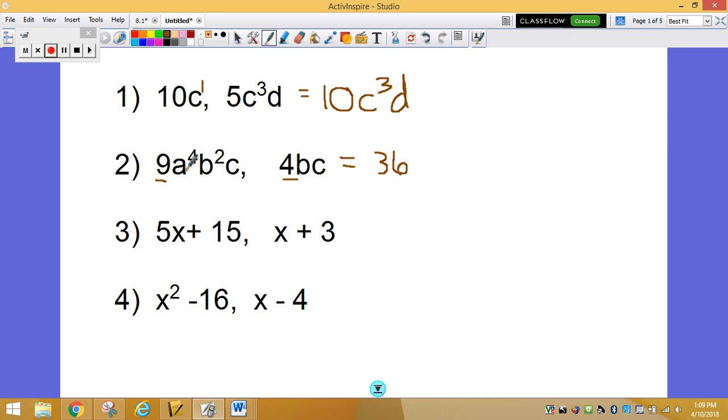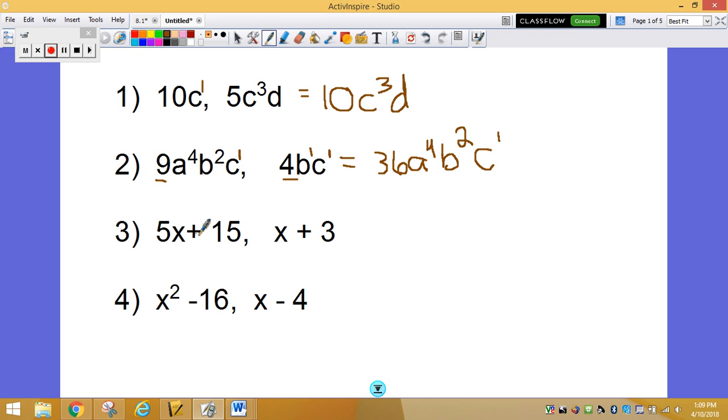This one has an a to the 4th. This one does not have an a. So a to the 4th is going to be the biggest. This one has a b squared. This one has a b to the 1st. So b squared is the biggest. This one has a c to the 1st. This one has a c to the 1st. So c to the 1st is what we're going to use.